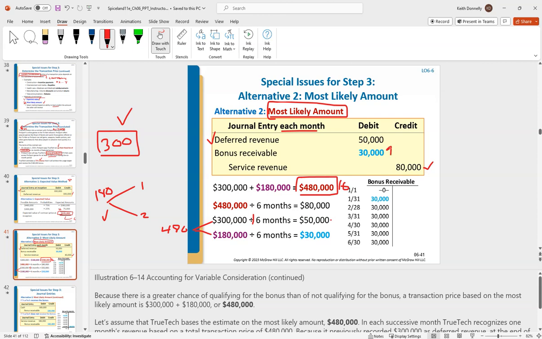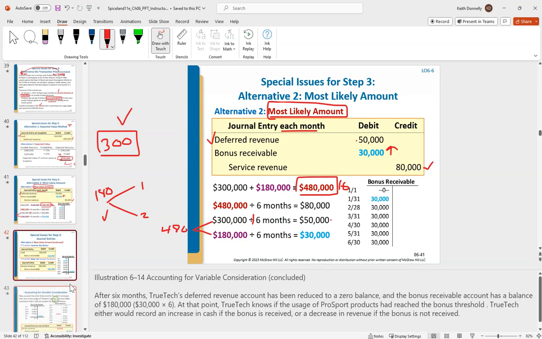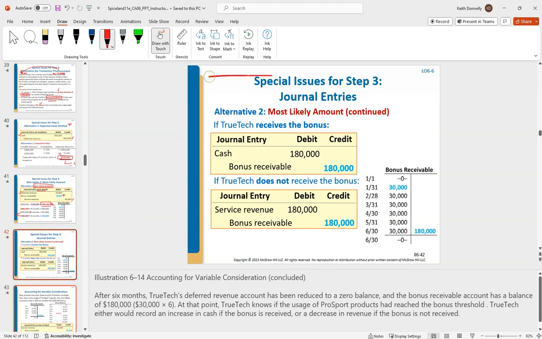So we're going to build up the bonus, and the deferred revenue is coming from the 300. It's kind of like the money in the bank, as it were. We get it up front, we recognize it. The bonus is what we care about here. This is the if-then. We build up this receivable account every month, 30,000. So every month for 6 months, we do that journal entry.